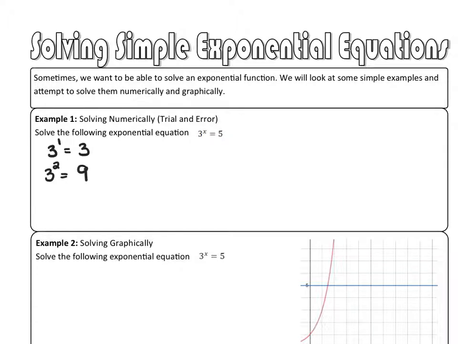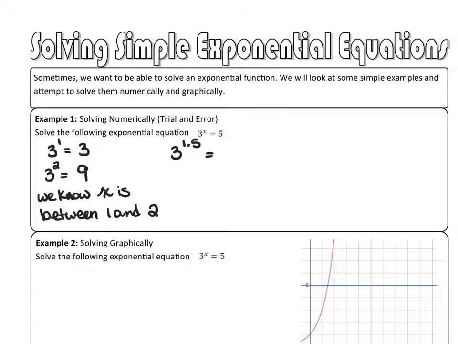equals 9. So we know x is between 1 and 9. Or sorry, 1 and 2. Because the answer 5 is between 3 and 9. So we need to have an exponent that's in between that. So then it comes to just guessing. The first thing I'm going to do is go halfway and do an exponent of 1.5. You can calculate these on your calculator.